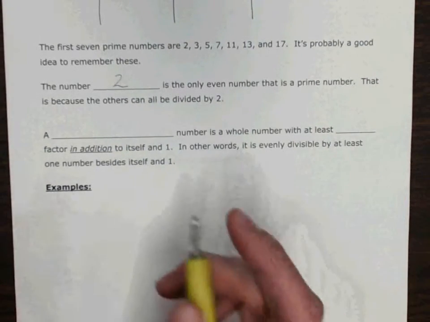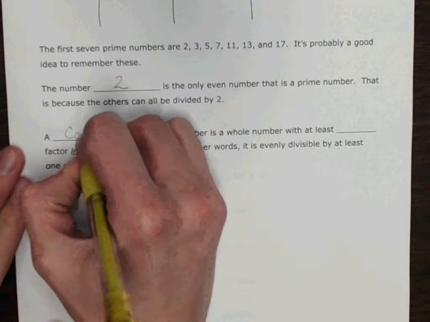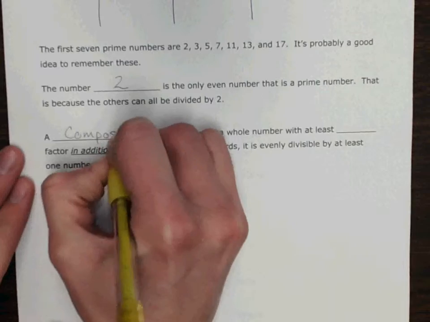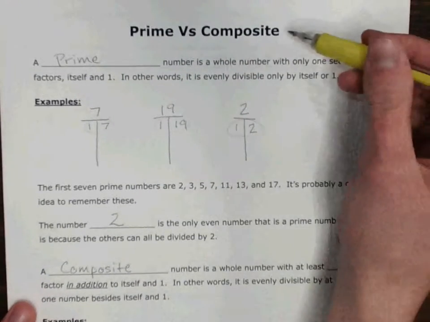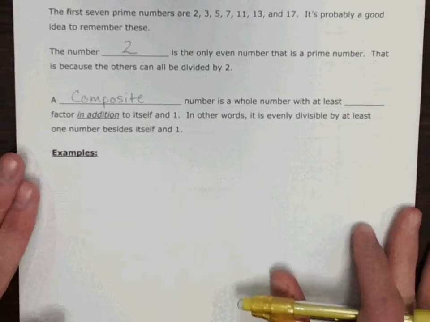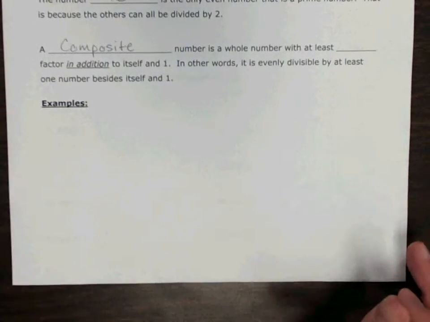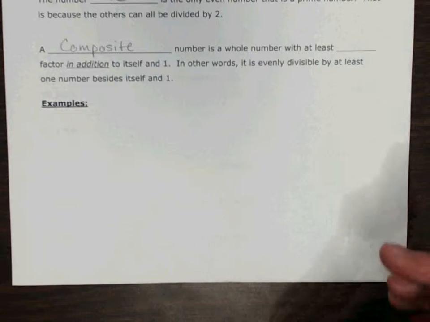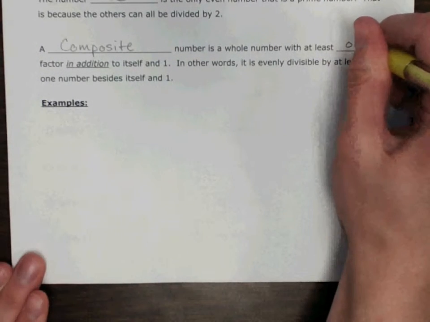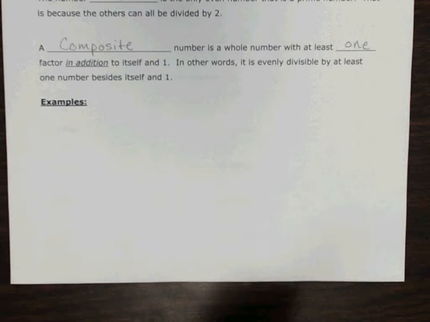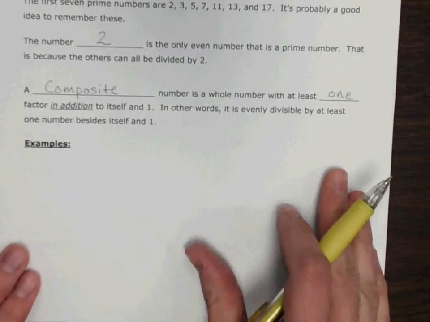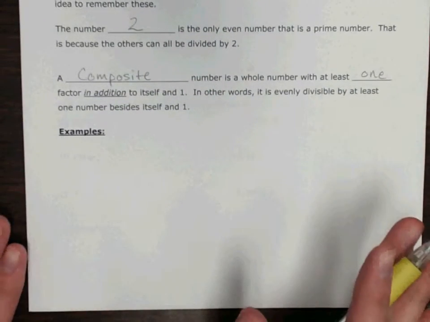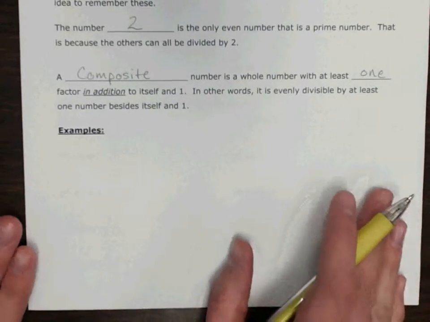Okay, so now on to this next part. A composite, if you want to know how to spell it, it's right up here. A composite number is a whole number with at least one factor in addition to itself and 1. Prime numbers are just 1 and themselves. A composite number is anything else. If there are any other factors, it's composite.